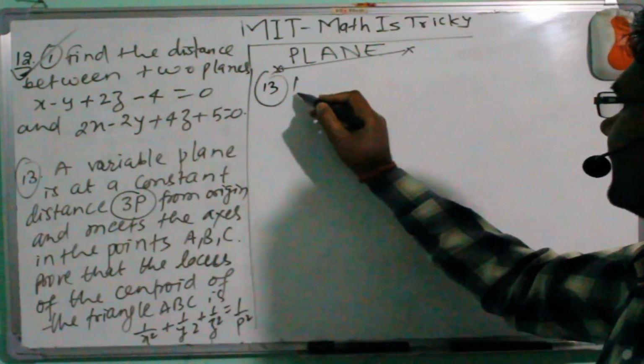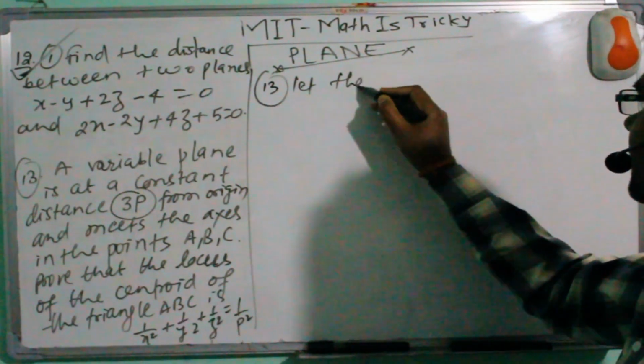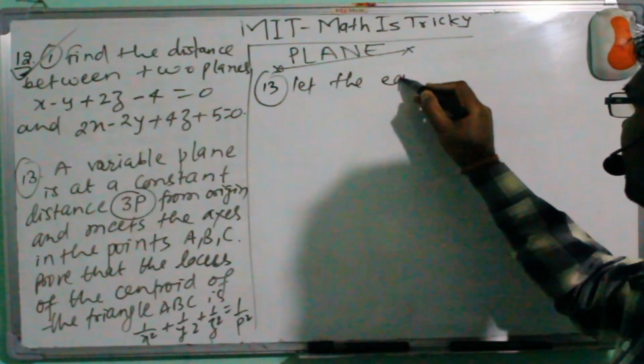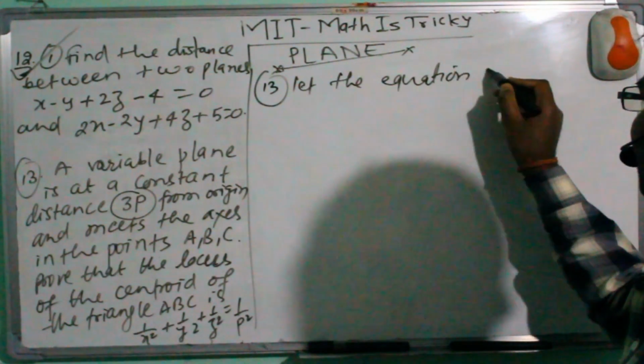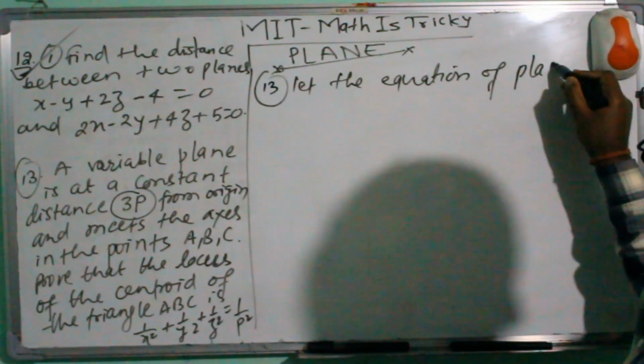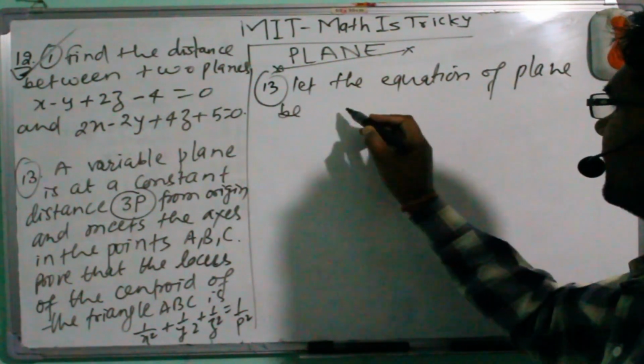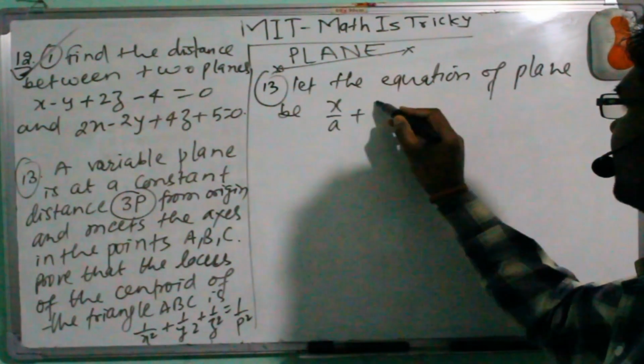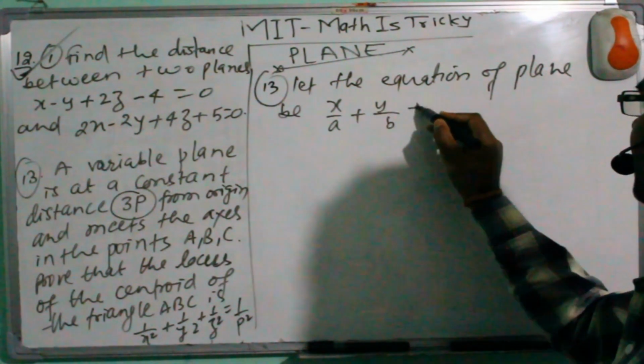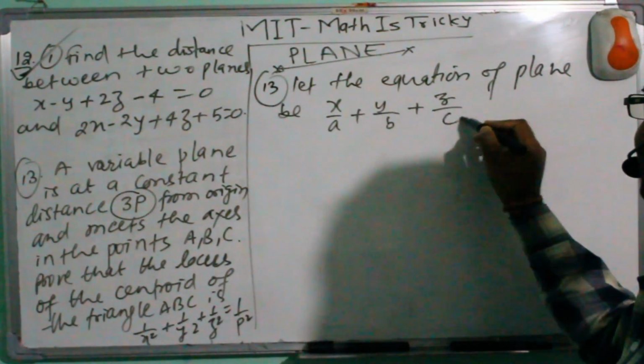So let the equation of plane be x by a plus y by b plus z by c equals 1.